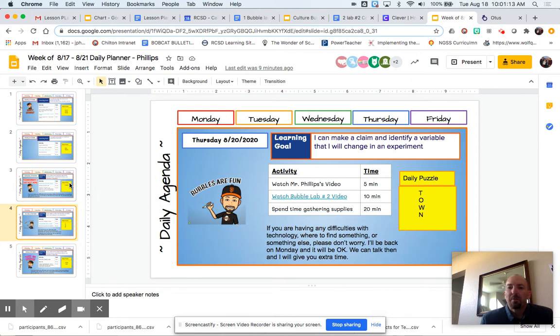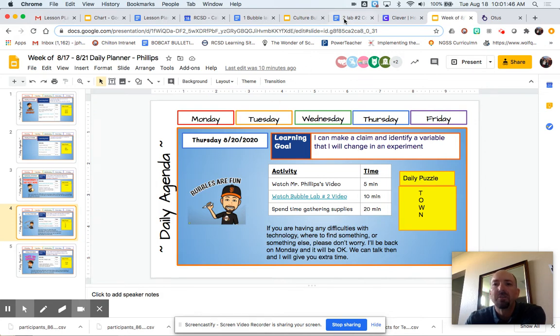So when we start Bubble Lab number 2, you're going to spend time gathering supplies today. You're not actually going to worry about conducting the experiment today. You're going to watch the video on how to conduct the experiment because it's kind of a challenging one initially to get good at making the bubbles, but after you do, then you can collect some good data. So you may just watch the video and try to get a good understanding of how to make a good bubble before you actually perform it tomorrow.